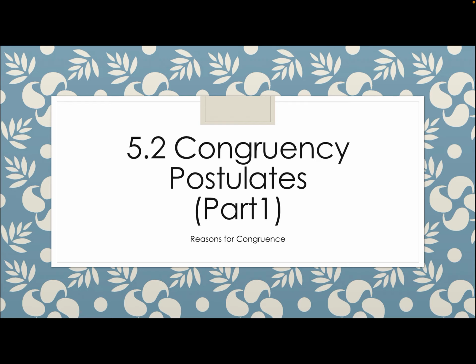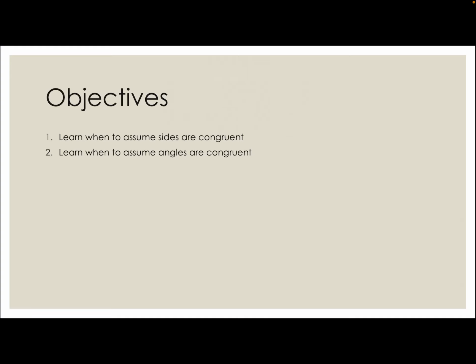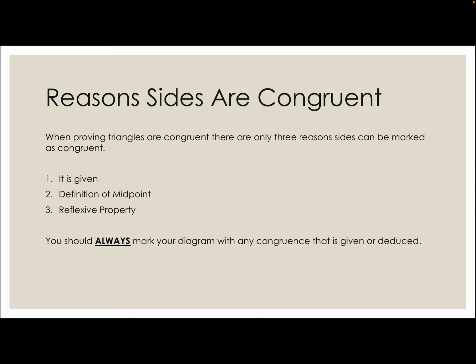But before we get into that, we need to examine when we can assume a side is congruent to a side of another triangle, or an angle of one triangle is congruent to an angle of another triangle. So those are our objectives. Learn when to assume one side is congruent to another side, and learn when to assume an angle is congruent to another angle. All right, so given 2 triangles and we're trying to prove the 2 triangles are congruent, there are only 3 reasons that the sides can be marked as congruent. Given, definition of midpoint, or reflexive property.